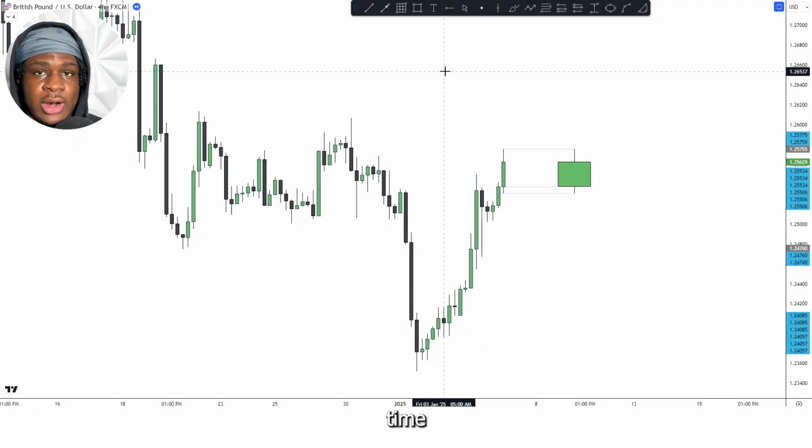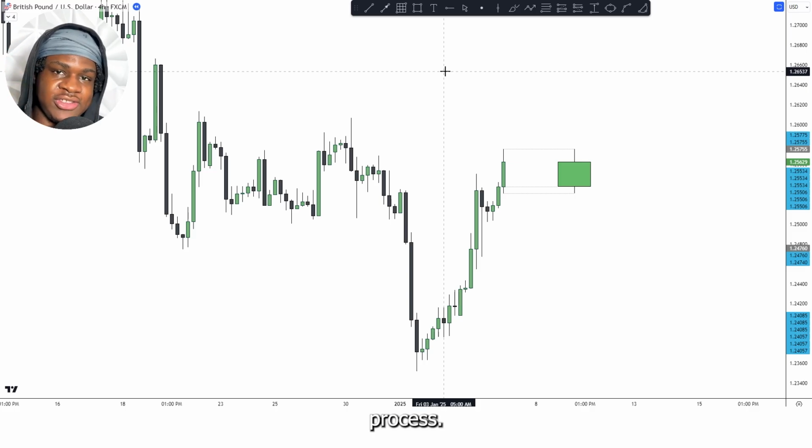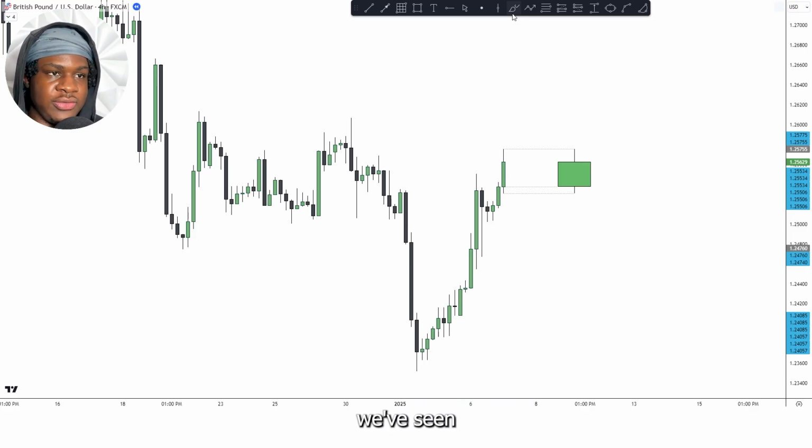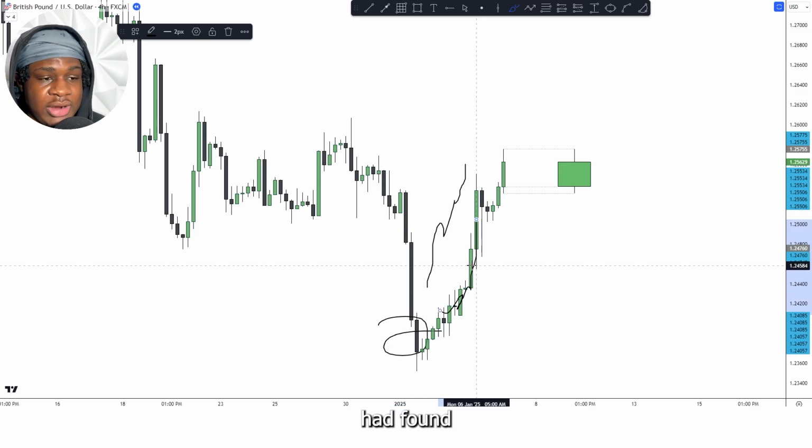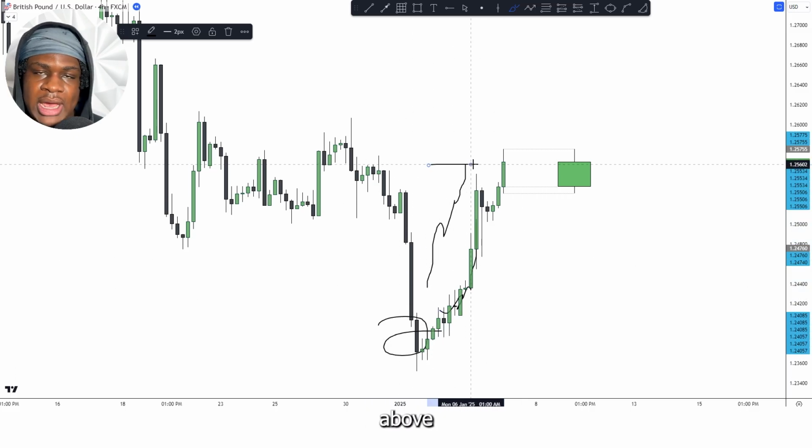So I'm looking at the 4-hour time frame, and when I'm on the higher time frames, like the 4-hour, creating a bias, I want to utilize this 3-step process. Where are we currently at and where are we potentially going next? So we've seen that price is in an overall uptrend. We've had this original low, price had found support, and now we're reaching back above higher prices.